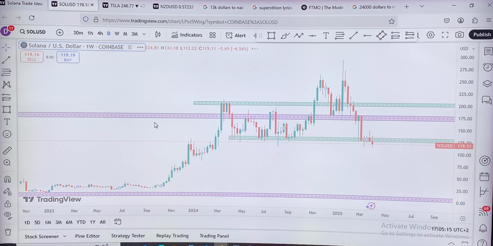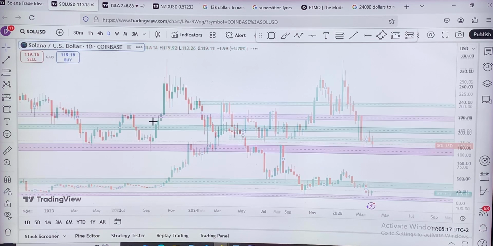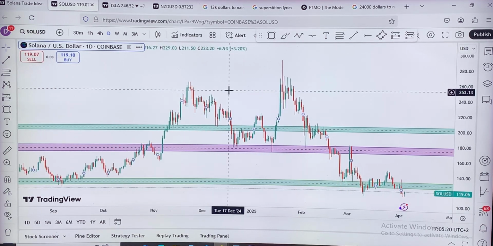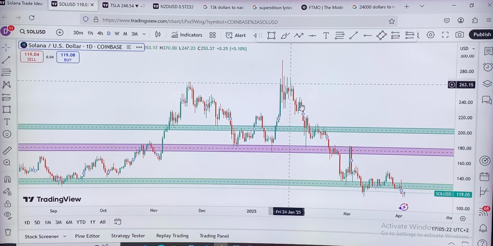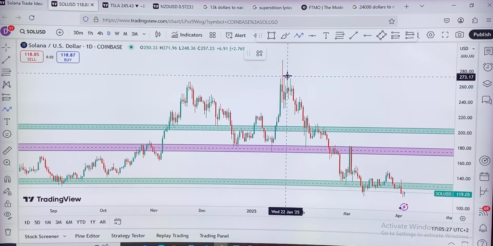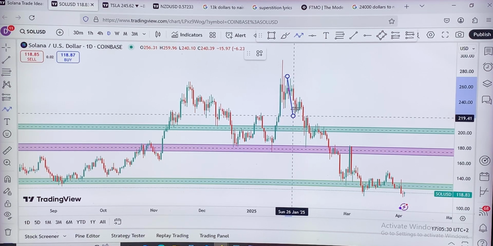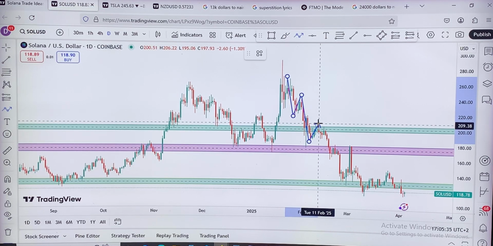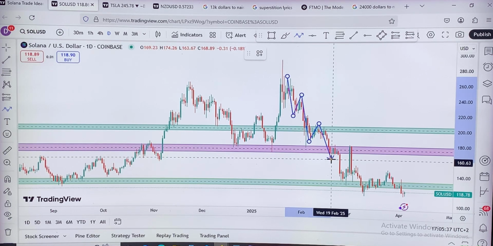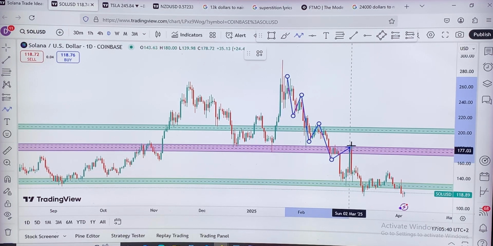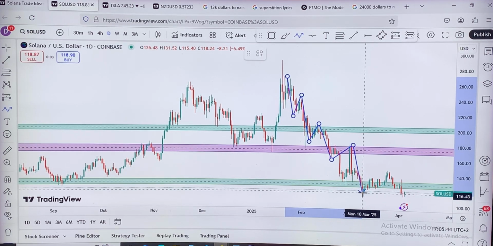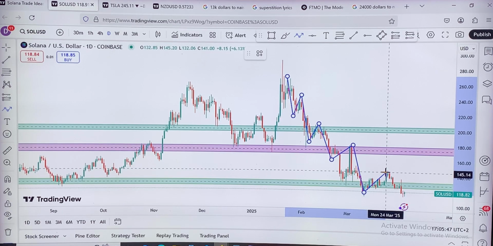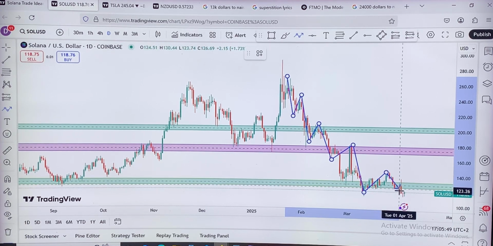On the daily time frame right now, what can we see? Let's read the structure here and see what the price is telling us. We have a high here, a low, a lower high, lower low, the most obvious levels: lower high, lower low, lower high, lower low. Then we have a lower high and I think a possible lower low.